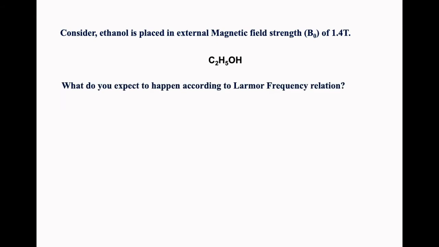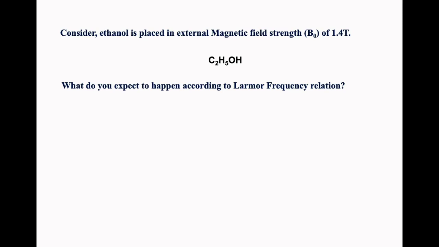Let us consider we have an ethanol molecule, and the ethanol molecule is placed in an external magnetic field of 1.4 Tesla. Then what do you expect when you place the ethanol molecule in 1.4 Tesla? For your information, as we know, ethanol has 6 protons, 2 carbons and 1 oxygen, and carbon-12 is magnetically inactive and oxygen-16 is magnetically inactive. Only the proton, the hydrogen nucleus, is magnetically active. So there are 6 magnetically active protons in the ethanol molecule.